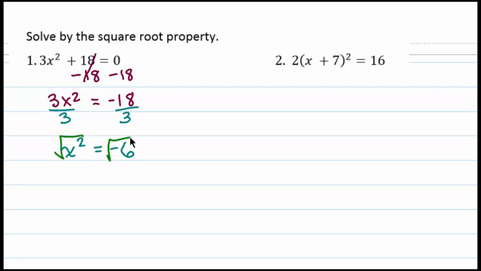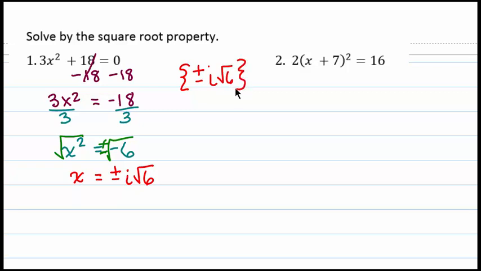Well, when I take the square root of both sides, don't forget your plus and minus. Also underneath here, I have a negative, so I need to make sure that I pull out i and write it in standard form. So I have x is equal to plus minus i, and then I can't reduce the square root of 6, so square root of 6. So here, plus minus i square root of 6 is then my answer in set notation.